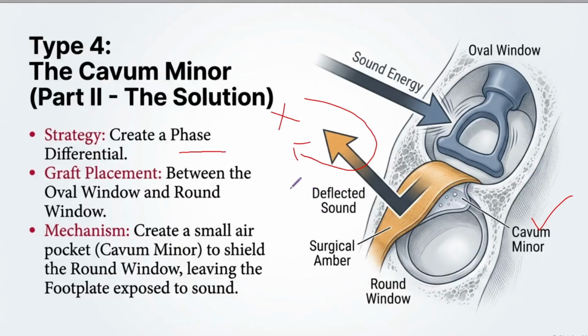It is unbelievably delicate. You need that air pocket in the cavum minor to be airtight but also ventilated, or the whole thing fails. But when it works, a person with basically no middle ear bones can hear again. So type 4 is not about connecting bones, it's about hiding one window so the other can work. It's acoustic shielding. That's all it is. Which brings us to the final category. Type 5.